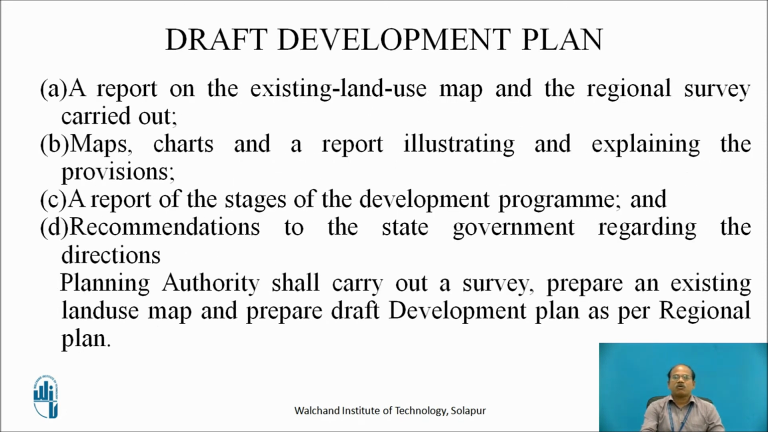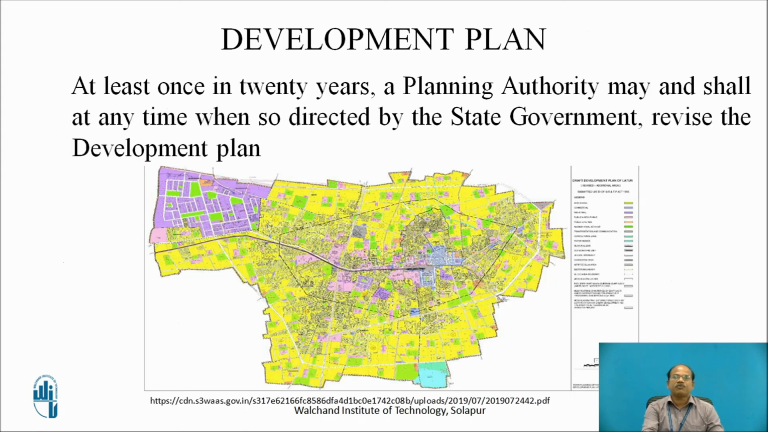There is a draft development plan. A report on the existing land use and regional survey is carried out. Maps are prepared. A report of stages is provided, and recommendation of state government regarding the directions are given. Planning authority carrying out a survey, preparing an existing land use map, and preparing a draft development plan as per regional plan is imperative.